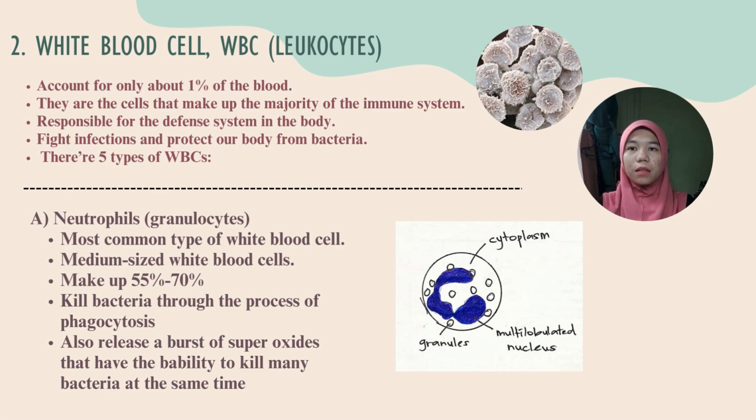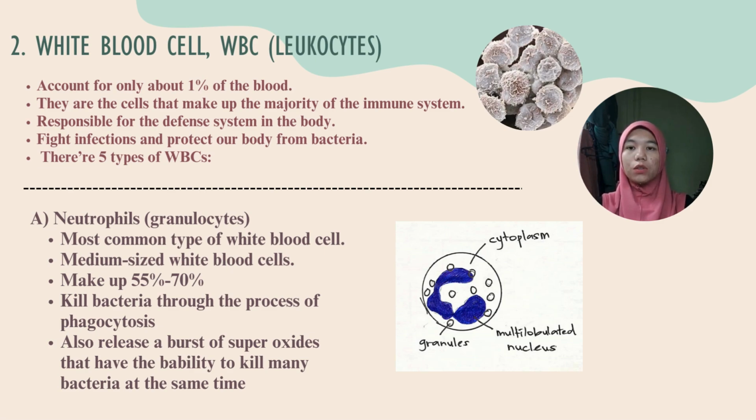The next blood cell is white blood cell, WBC, which is known as leukocyte. The WBC have only about 1% of the blood. They are the cells that make up the majority of the immune system and are also responsible for the defense system in the body. The defense is to fight infection and protect our body from bacteria. There are 5 types of WBC.